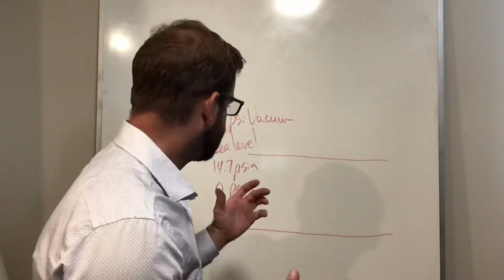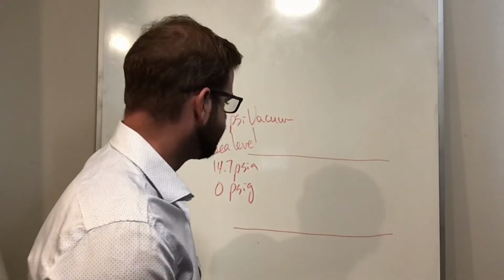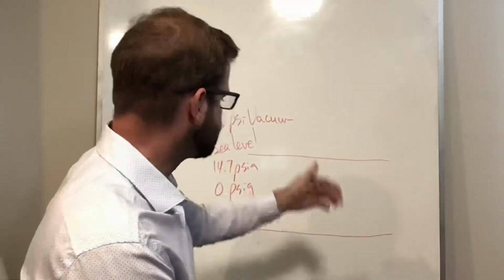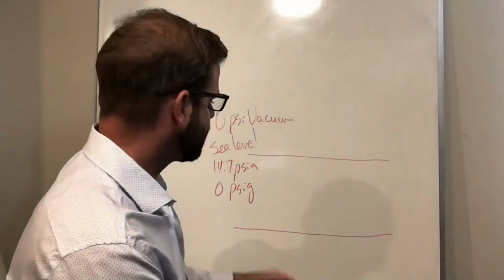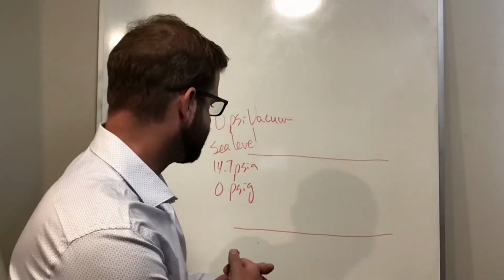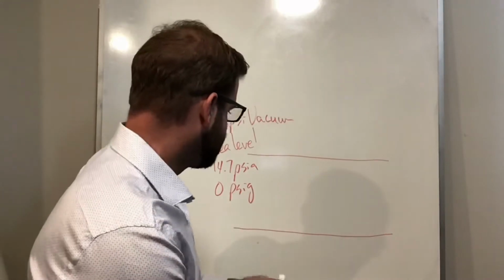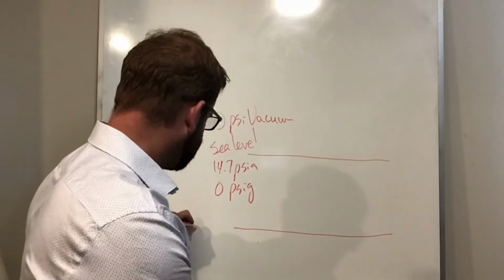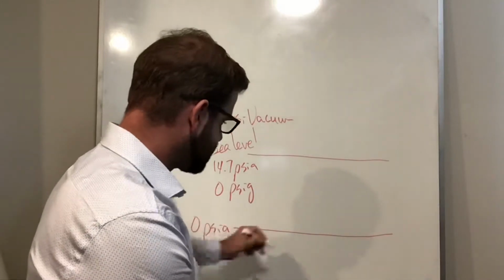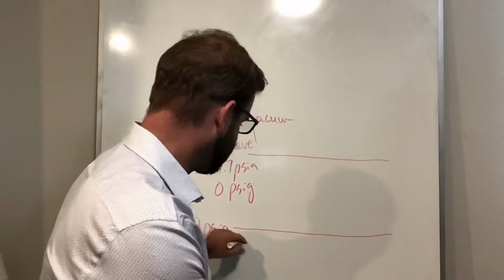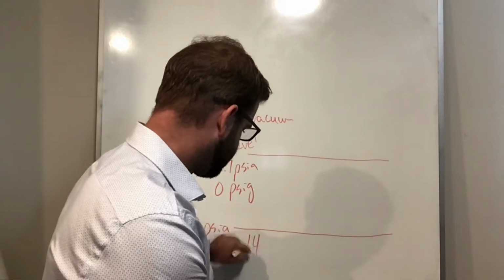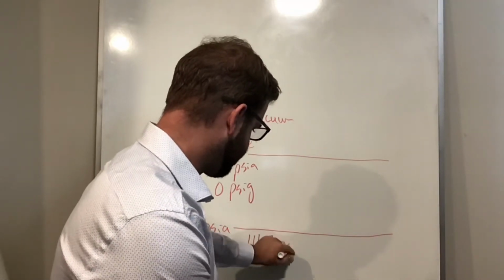So if we go up into space, there would be an absence of atmosphere. So essentially we'd be in a vacuum. It's a lack of atmosphere, a complete vacuum. So at 0 psia, that is a complete vacuum, and a complete vacuum is 14.7 psi vacuum.